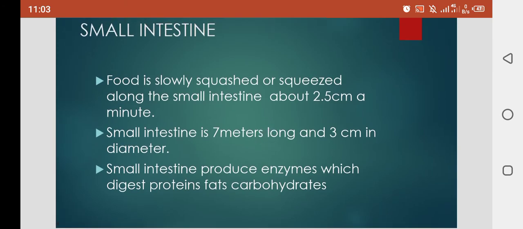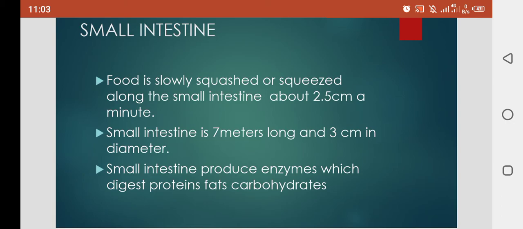In the small intestine, the food is slowly squeezed along at about 2.5 centimeters a minute. It means the food covers a distance of about 2.5 centimeters in 1 minute. The small intestine is about 7 meters long and 3 centimeters in diameter. The small intestine produces an enzyme. So which enzyme is produced here?